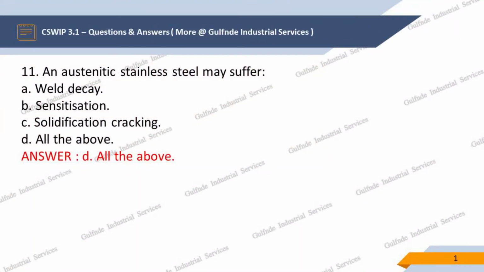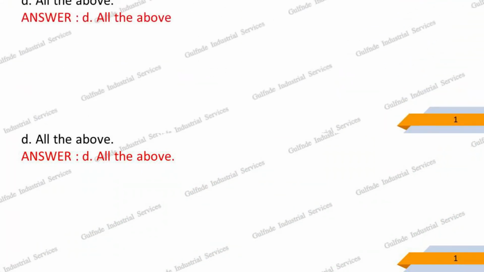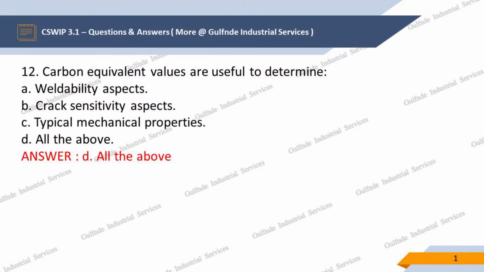Question 11. An austenitic stainless steel may suffer, options are A. Weld decay, B. Sensitisation, C. Solidification cracking, D. All the above. Our answer is D. All the above.